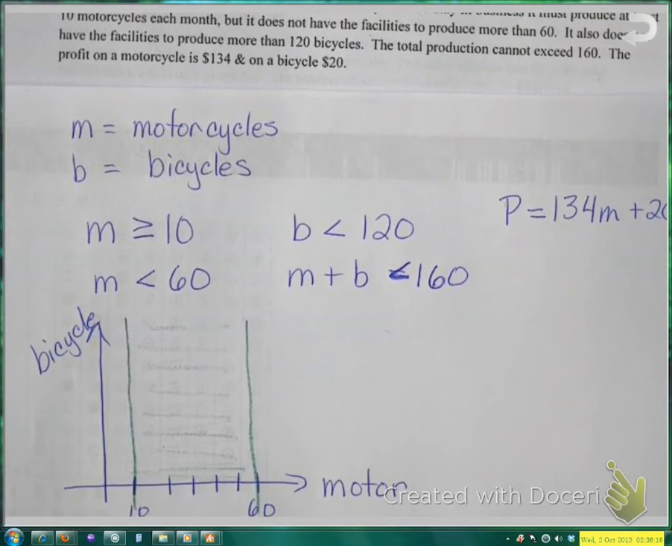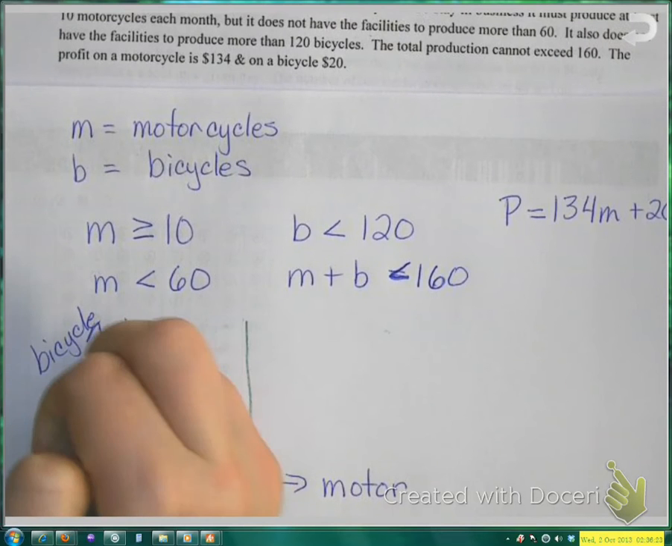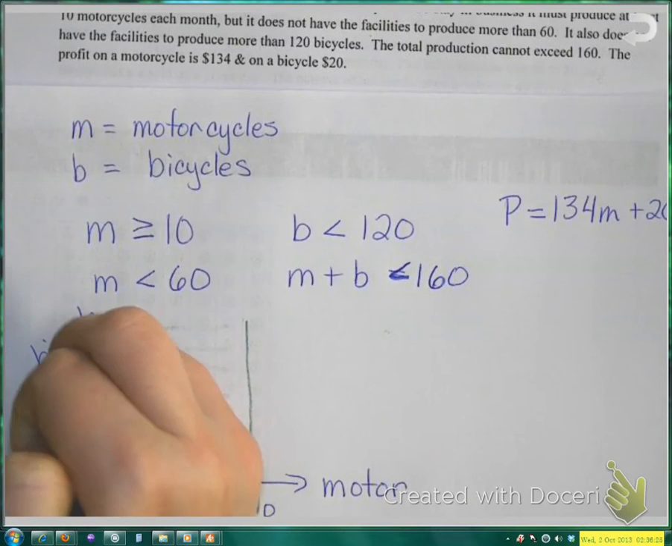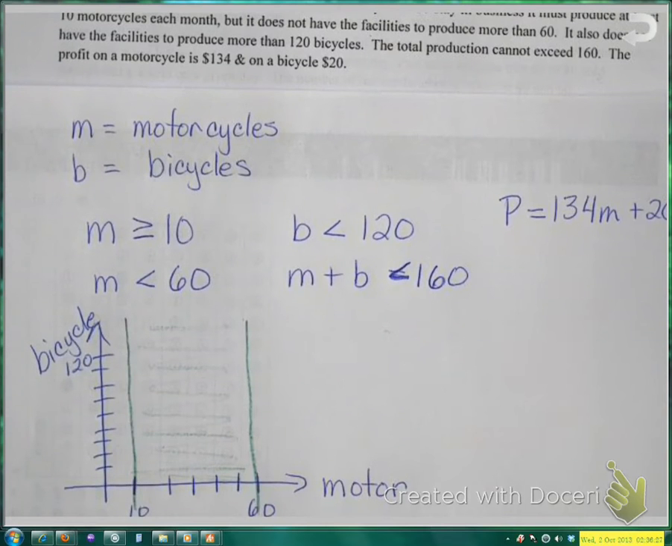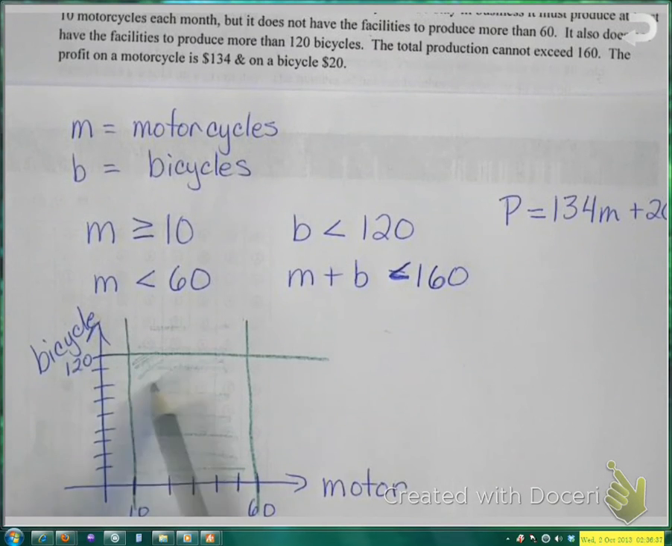Then it has to be less than, on the bicycles, 120. So we're going to say that this is 120 up here. I know my drawing's not to scale. And that marks the high. So it has to be anything below that line. So now I have a box. Now you say, well, it could keep going. Well, here's the problem. Can we produce a negative number of bicycles? No. So we have to stop at 0. We cannot go below the axis here.